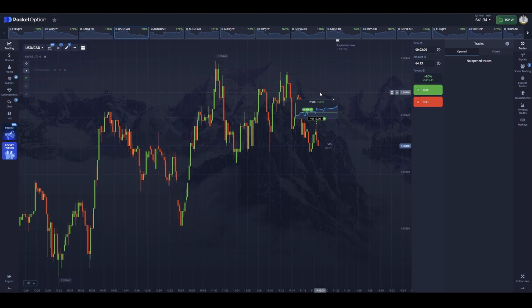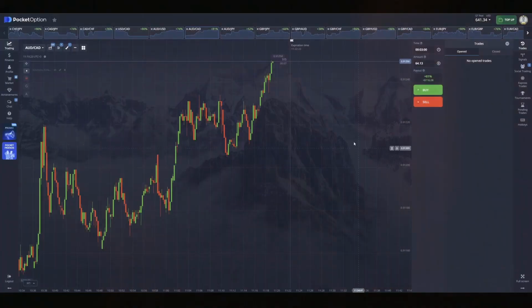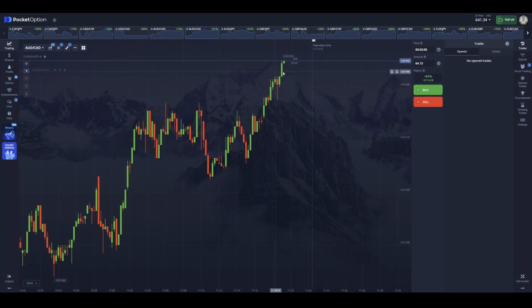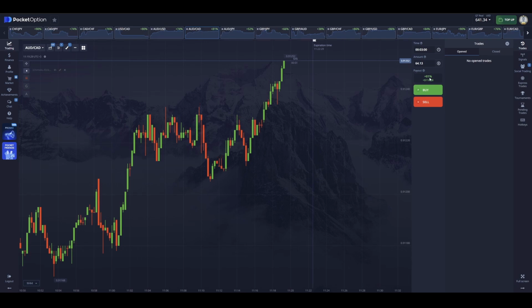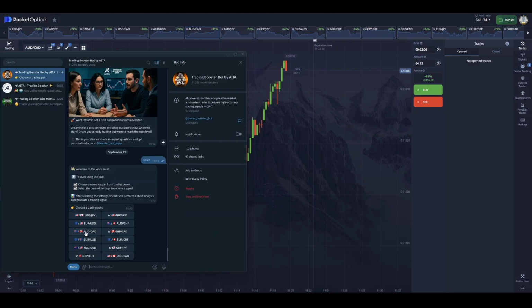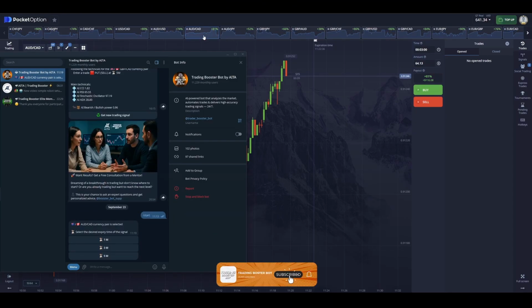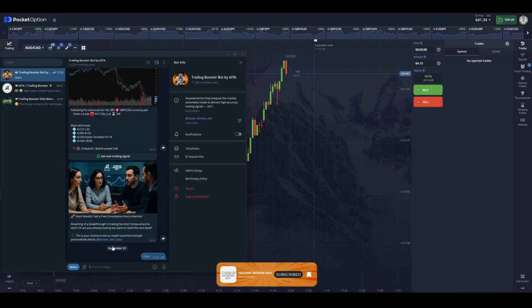I'm choosing Australian dollar to Canadian dollar. The payout here isn't very high, but I recommend choosing a currency pair where the payout is at least 75%. You'll make money much faster with those. I'm choosing this currency pair. I'm double checking the trade time, using 3 minutes, and now we wait for a signal from the bot.